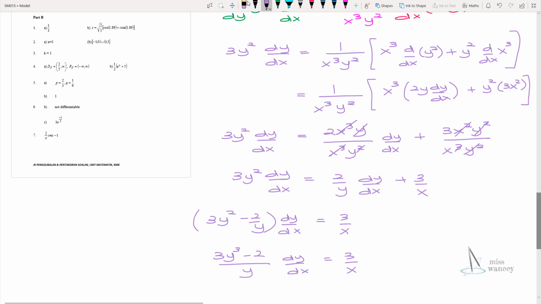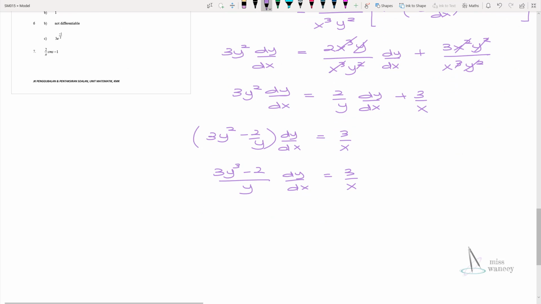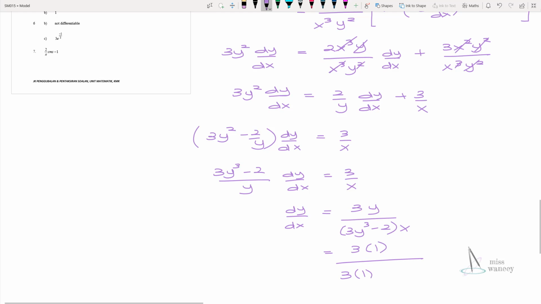So dy over dx is simply equal to 3y over 3y cubed minus 2 multiplied with x. And then you're going to substitute y with 1. So 3 over 3 times 1 cube minus 2. And then the value of x is the cube root of e. So this is dy over dx.